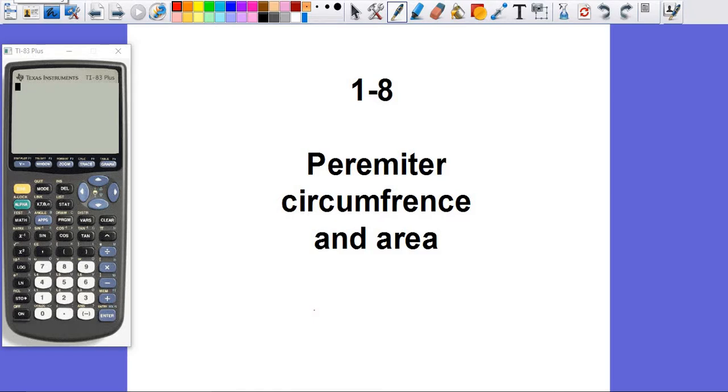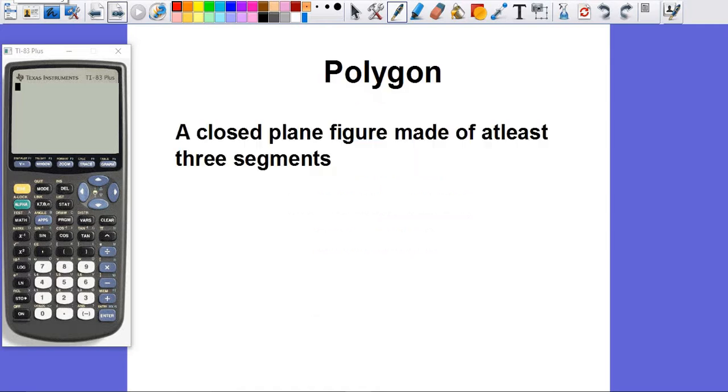Okay, for this section of notes, guys, we're going to talk about 1-8, perimeter, circumference, and area, okay? So, a polygon is a closed plane figure made up of at least 3 segments. Here's a version of a polygon right there. You have at least 3 sides, and then it is closed. Here's another one right here.